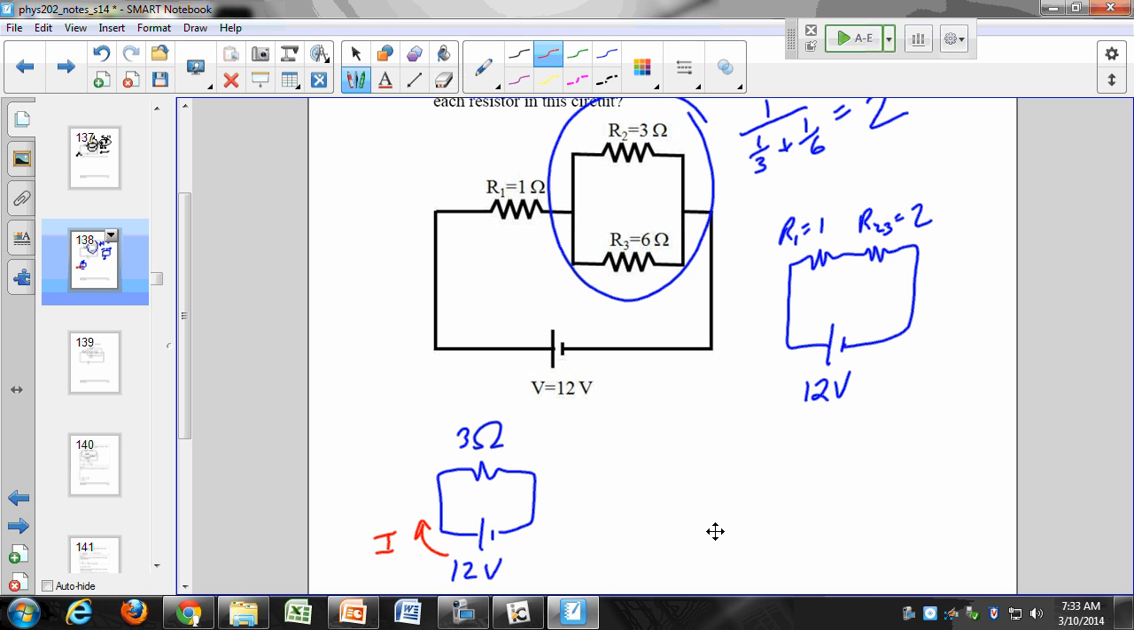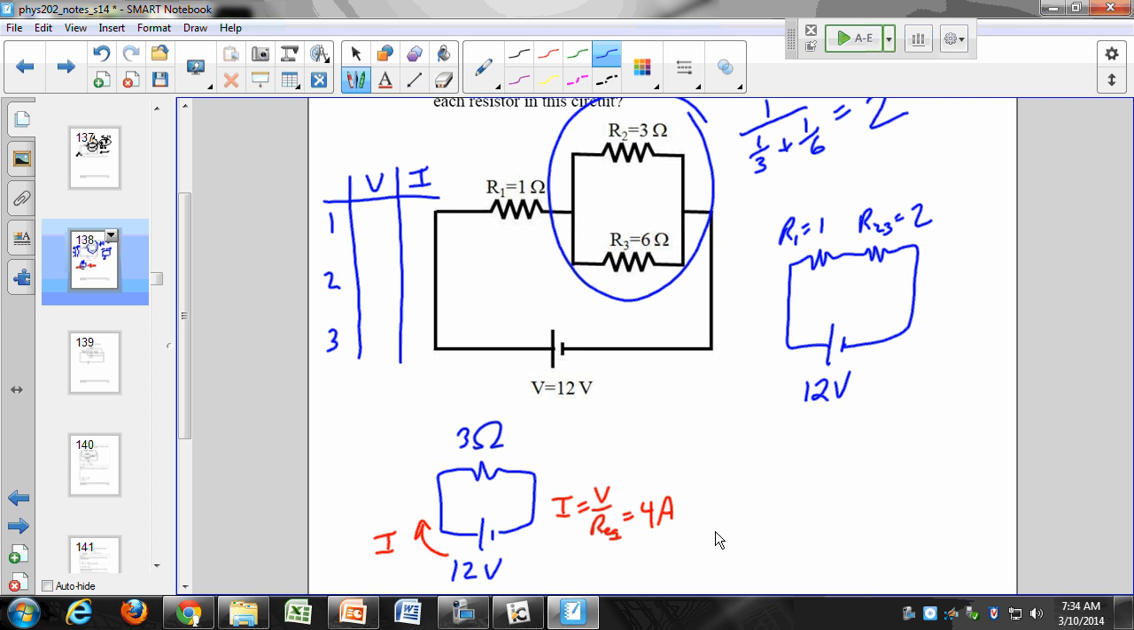And what I'm trying to get at here is I want to know what is V and I for all three of the resistors. So I'll give you like a table, for example. And I want to know V and I for resistor 1, 2, and 3. So I can find this current here is just going to be V over the equivalent resistance. That's going to be 12 over 3 or 4 amps. Which of these currents is equal to 4 amps? R1, right. So R1 carries 4 amps.